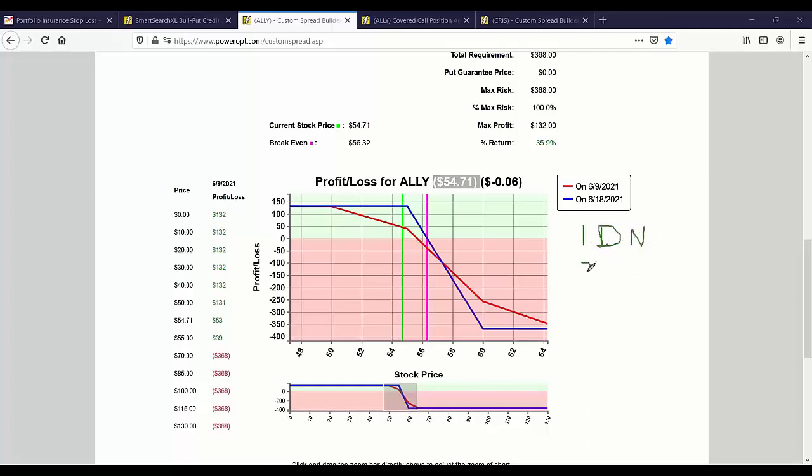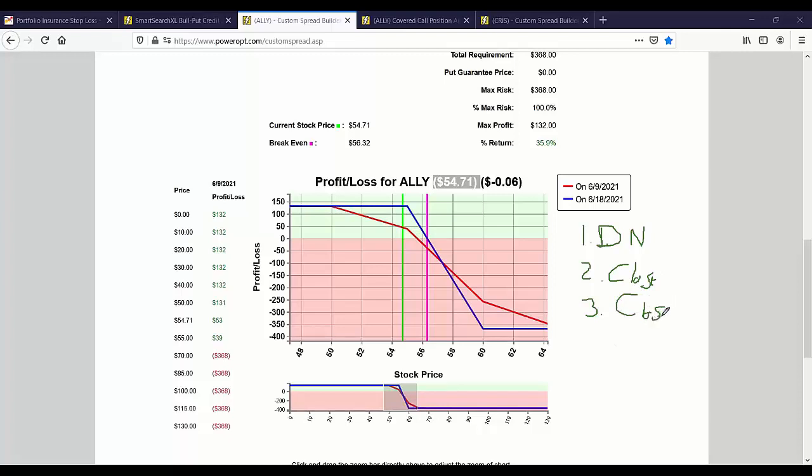So 1 is DN, do nothing. You think the stock's going to recover? Not recover. You think the stock's going to pull back down, John. 2, close and get out. Don't overthink it. Take the loss you have on the position now and move on. 3, close and roll, or we could just call it rolling.